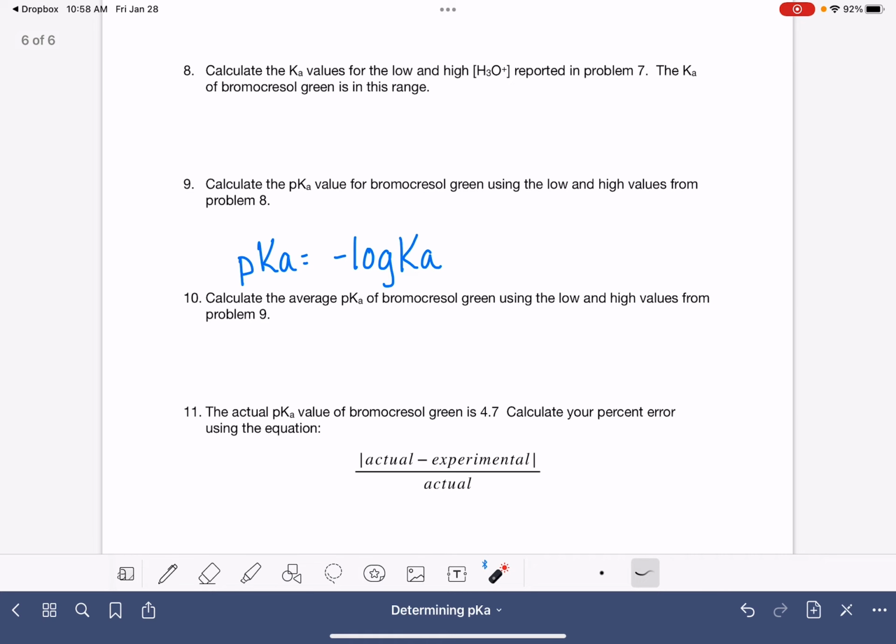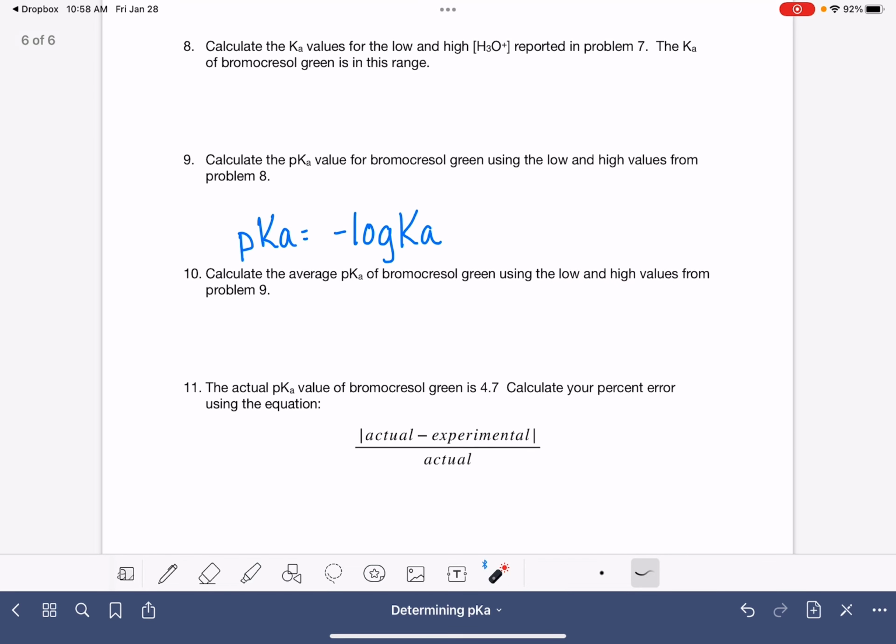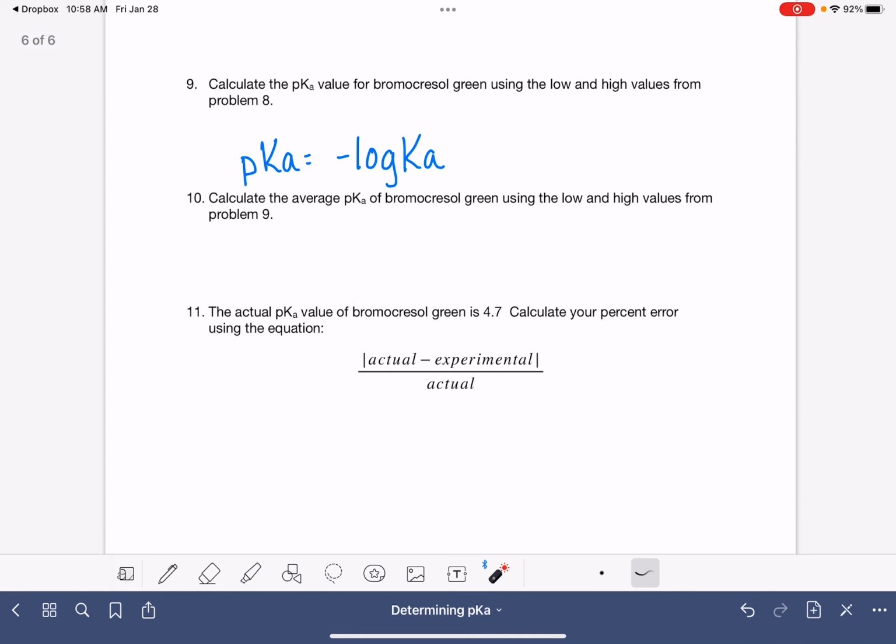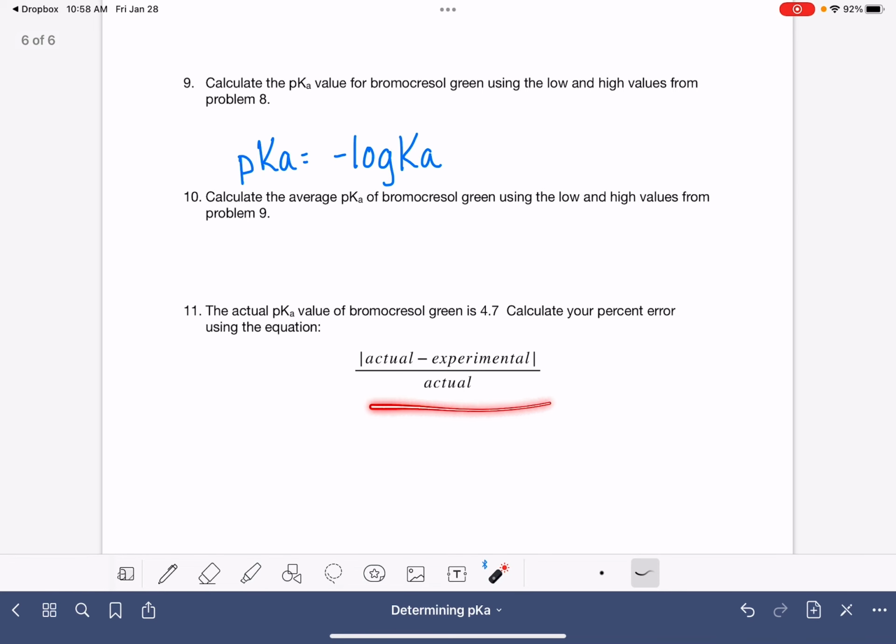And then once you get those 2 pKa values, you're going to calculate their average. You'll use the low and the high and just calculate the average, like finding the difference between the 2. Last but not least, you're going to calculate your percent error. The actual value of the pKa is 4.7, so you'll plug that in. And then your experimental, that's going to be your average that you calculated in problem 10. You'll plug that in. I forgot to write down here that you do need to multiply this by 100. That'll give you your percent error.